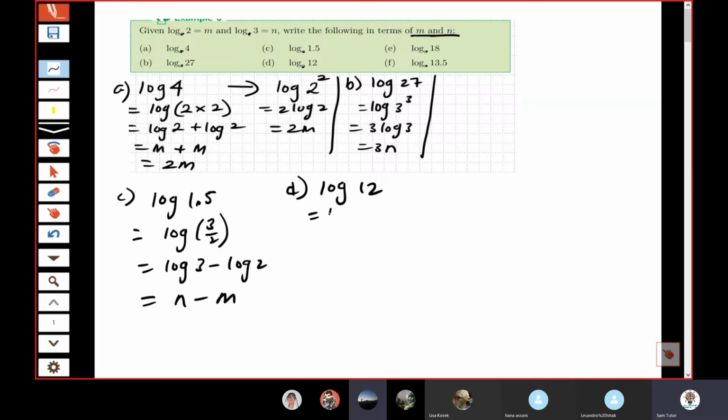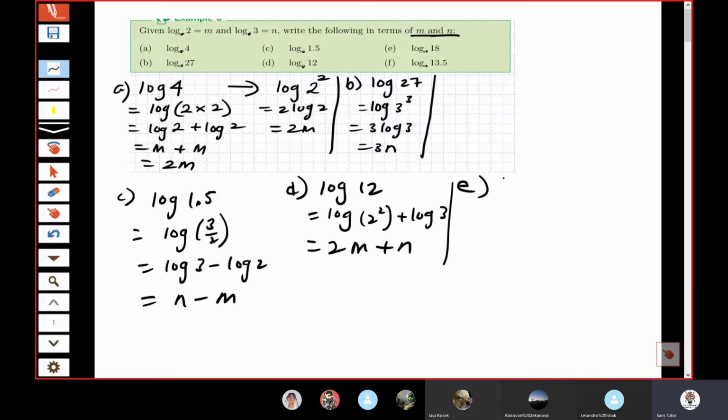Would you go log 2 squared plus log 3? I love it. You close bracket and then plus log 3. Yeah, plus log 3. Anyone confused about that? What he's done, he's gone 4 times 3. 4 times 3 is 2 squared times 3. And then because we're multiplying, we know we can add. And then, next line, what are you going to do? Drop the 2, so go 2 log 2 plus log 3, but what does log 2 equal to? Log 2 is equal to m, and log 3 is equal to n. Too easy.